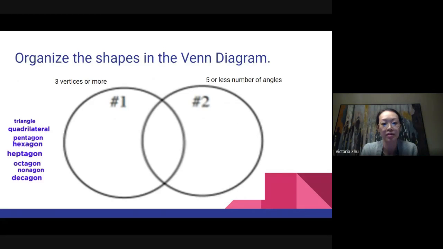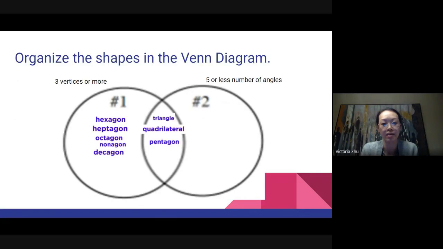Now, take a moment to write this down. Organize the shapes in the Venn diagram. Go ahead and copy the Venn diagram and write the two ideas, 3 vertices or more and 5 or less number of angles. With the same shapes, go ahead and try to write in where you think they belong. Feel free to pause the video.